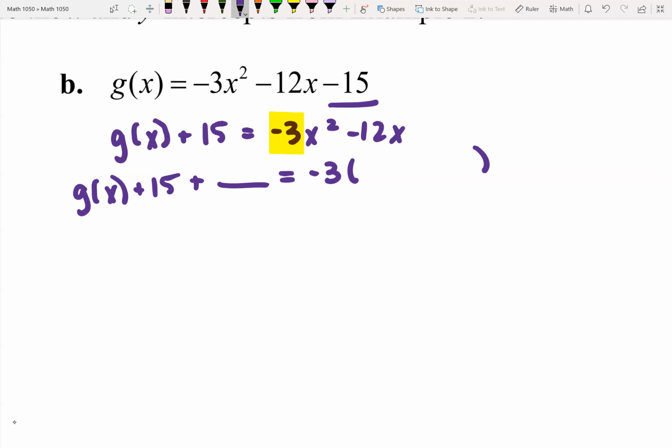When you take out a negative 3, do you see these signs right here, guys? Do you see this negative, negative? Those signs are going to change to positive, positive.